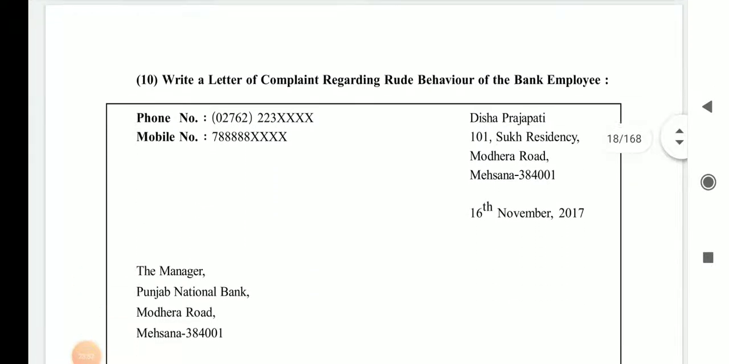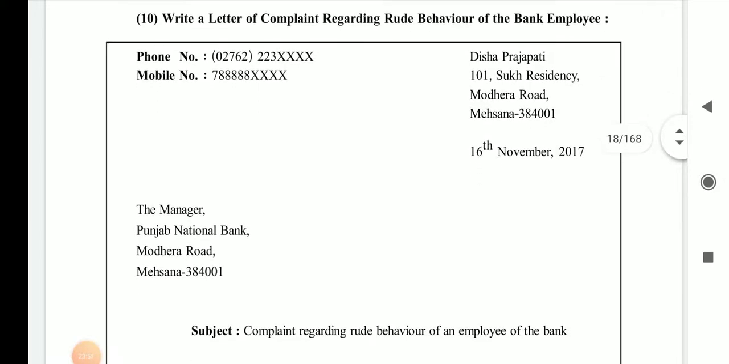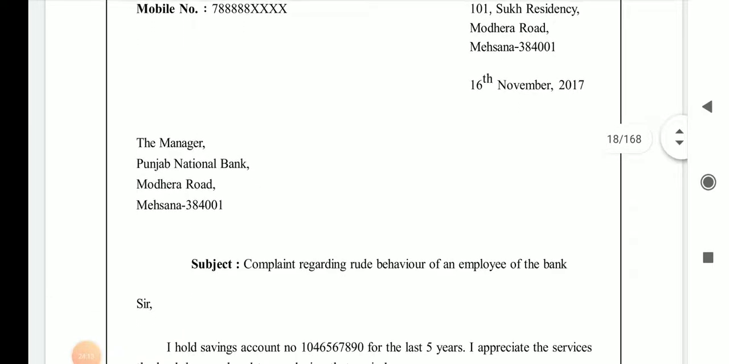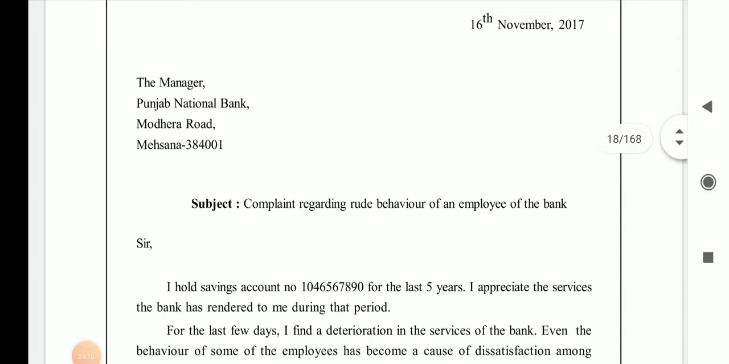Next one is: write a letter complaining regarding the rude behavior of a bank employee. Here the bank employee behaves rudely with the customer, so the customer complains for the same. Phone number, mobile number. Writer is Disha Prajapati, 101 Sukh Residency, Modhera Road, Mehsana. Put full stop behind the pin code. 16th November 2017 is the date.